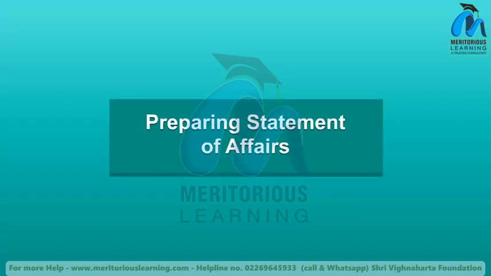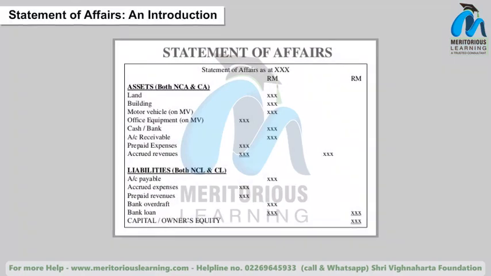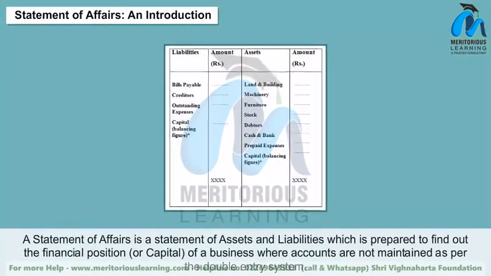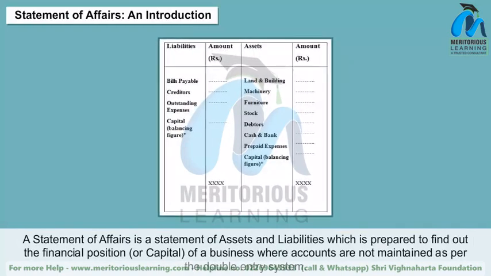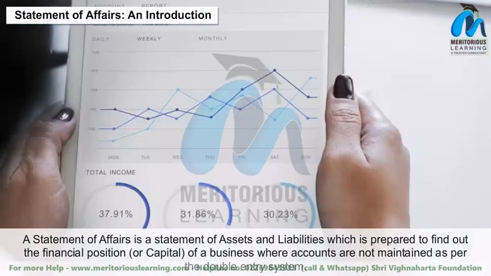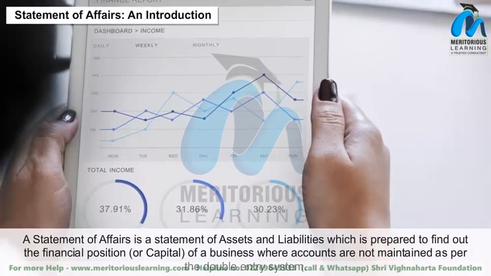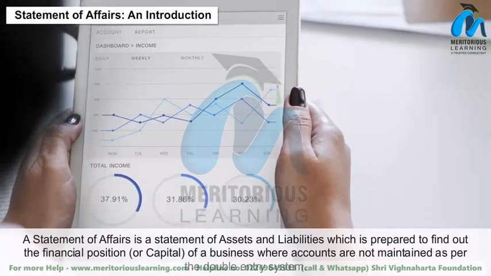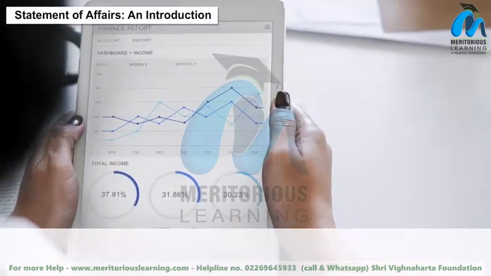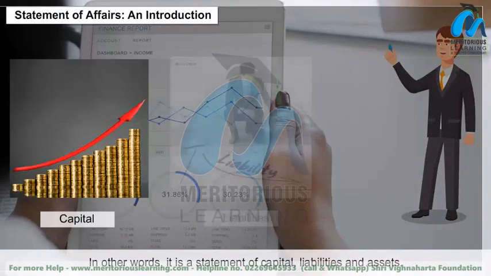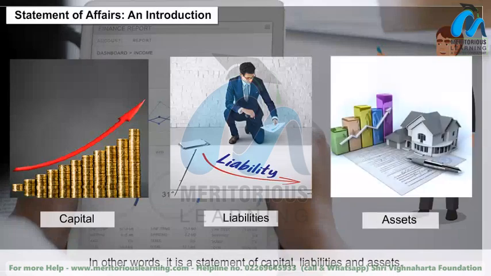Preparing statement of affairs. Statement of affairs and introduction. A statement of affairs is a statement of assets and liabilities which is prepared to find out the financial position or capital of a business where accounts are not maintained as per the double entry system. In other words, it is a statement of capital, liabilities and assets.